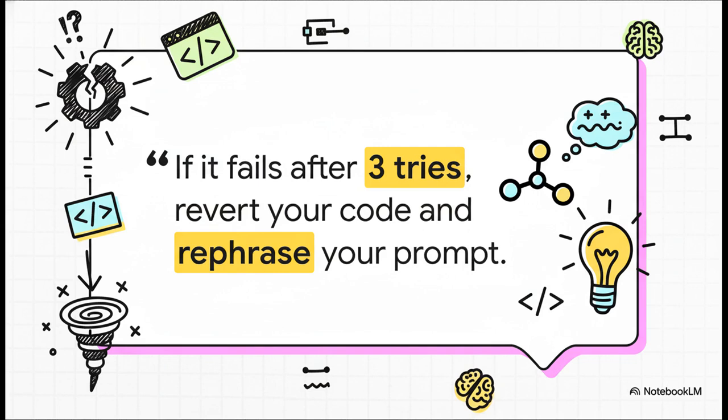And that brings us to a golden rule of vibe coding. If you've asked the AI to fix the same bug 3 times and it's just not getting it, stop. Don't keep trying to force it. The AI is stuck in a loop. The absolute best thing you can do is use Git to go back to the last working version and then just ask for what you want in a completely different way. It'll save you a ton of headaches.